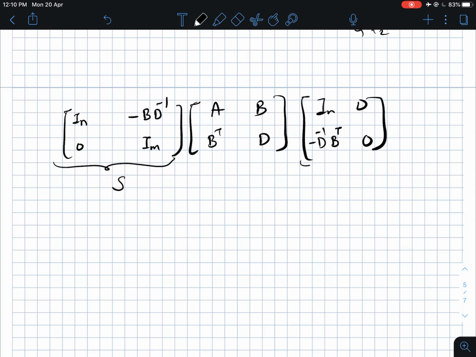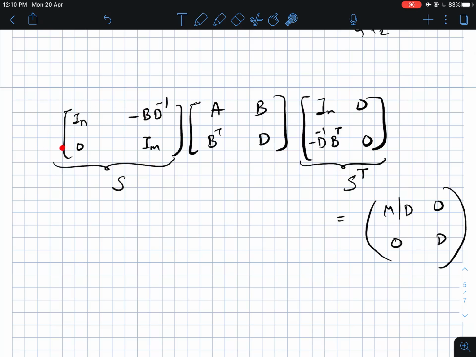So if I call this overall thing S, then this overall thing becomes S transpose. This is equal to M by D 0 0 D. If you call this block matrix S, this is simply S transpose, right?